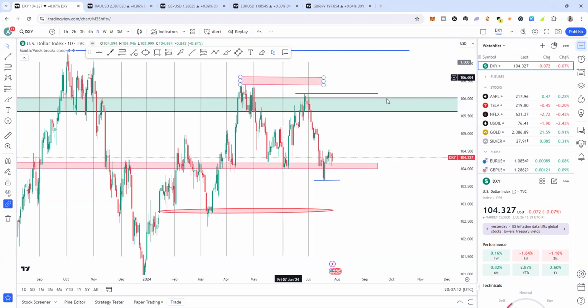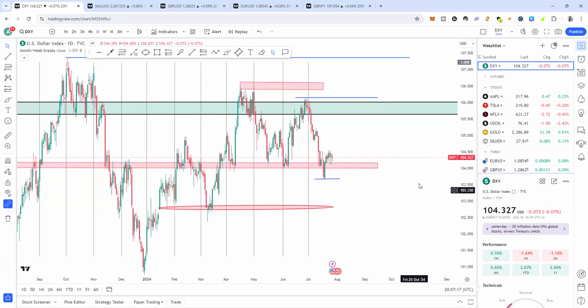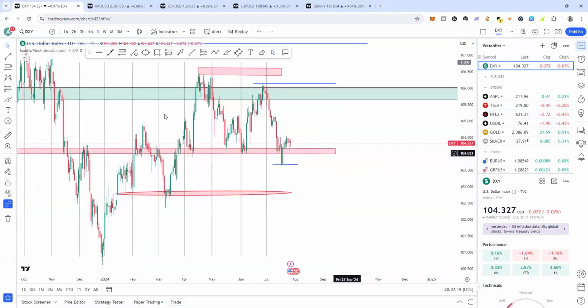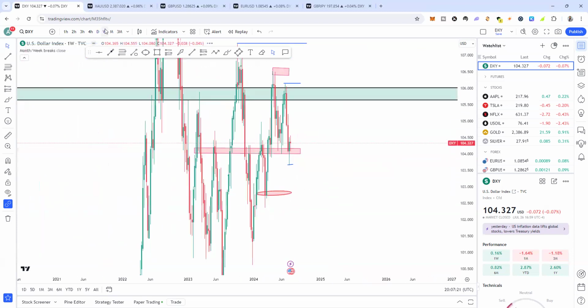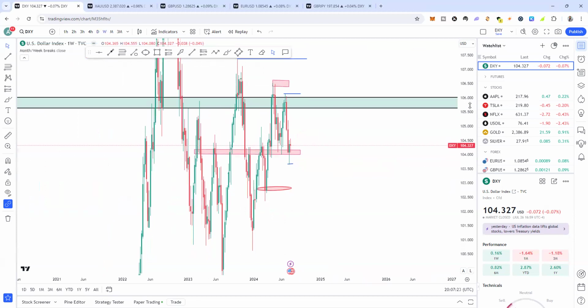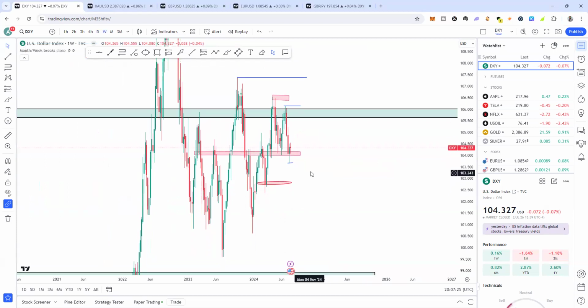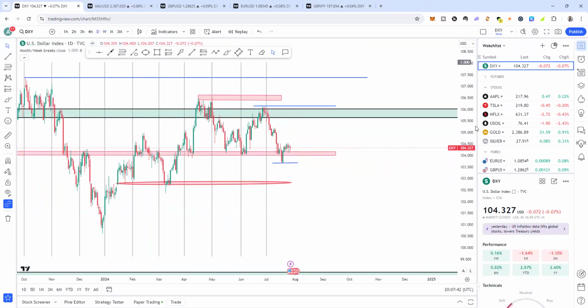Having said that, let's look at what DXY has been doing. If you look at the DXY, which is the dollar index, 2 weeks ago when I last uploaded a video, I also put out a message on my Telegram group and my WhatsApp group that we bounced off from here. We saw this bounce off. That was 3 weeks ago. This candle.